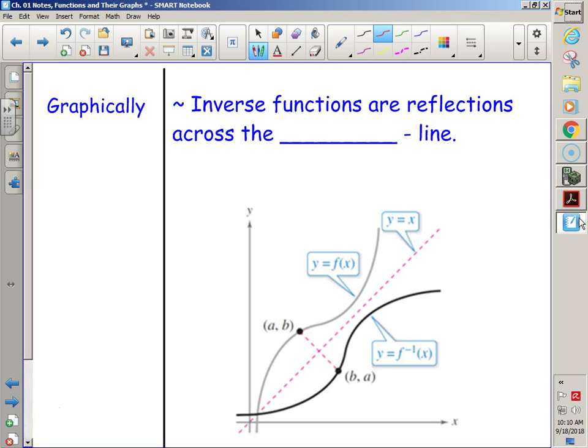Graphically. We didn't get to this yesterday. Yeah, graphically. Inverse functions are reflections across a certain line. And if you guys look down below, and if you look at how it's labeled, as you draw it, you see that there's a gray f of x, there's a black f inverse of x.